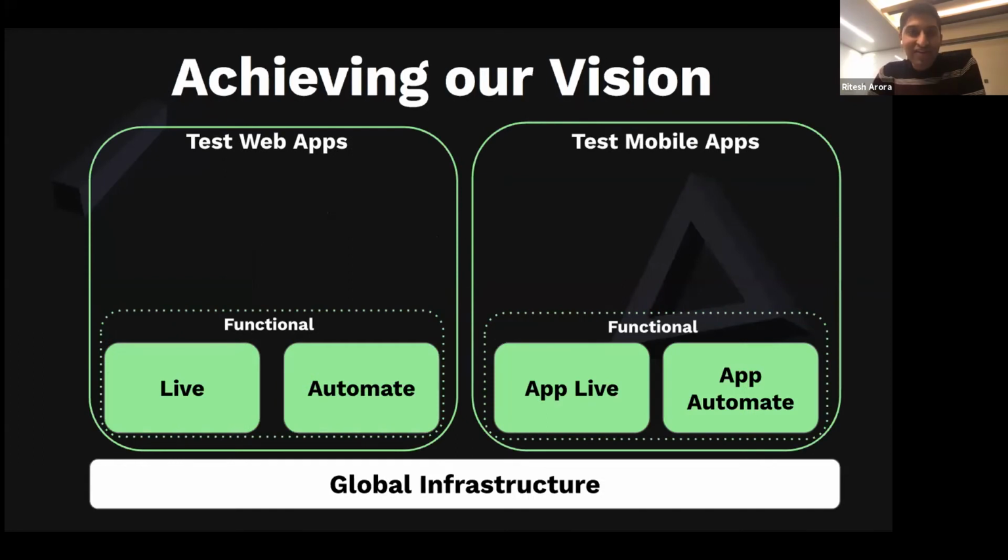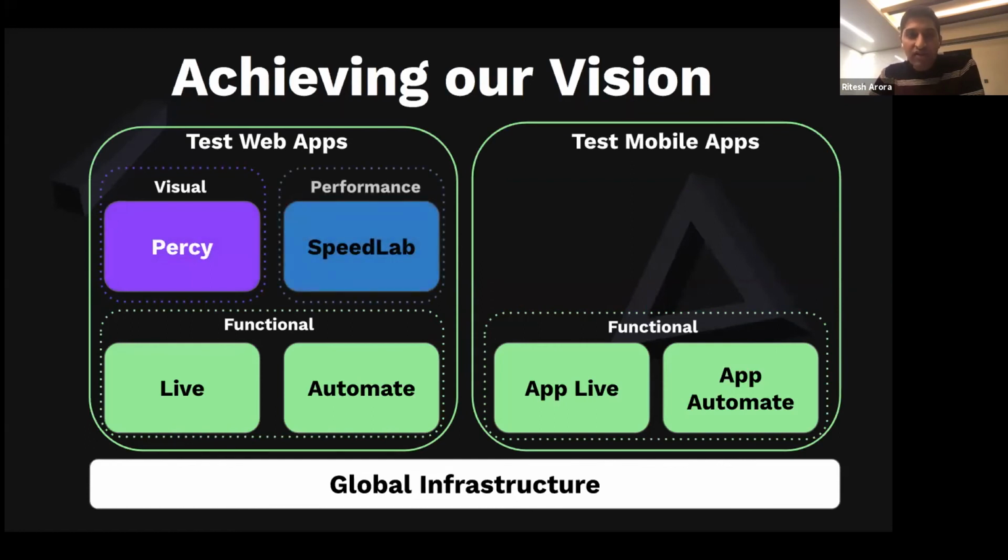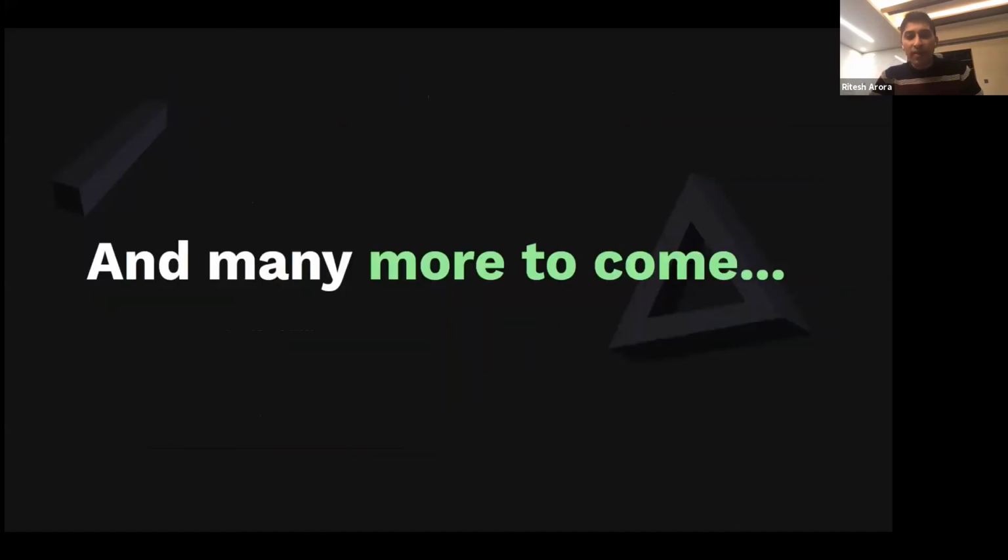And more recently, we added 2 new products to our set of products. First is Percy for visual testing, and SpeedLab for performance testing of web apps. I'm going to speak about them more later, and a lot more products to come. I don't want to speak more about it, let it be secret, but definitely we have a vision of launching a few products in the next 12 to 18 months.